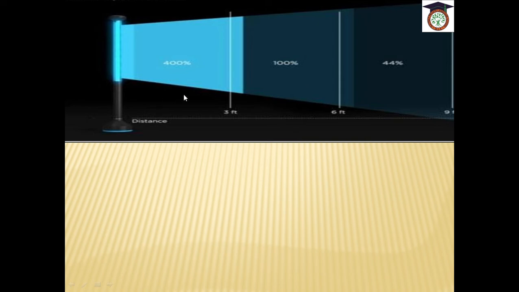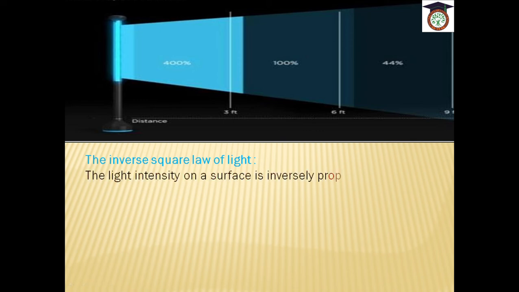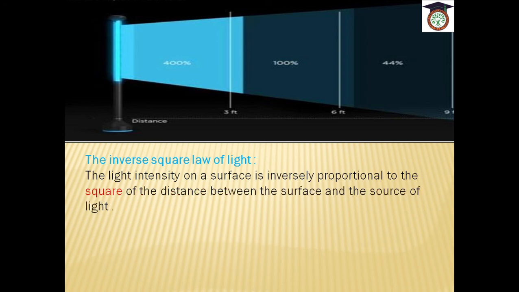So the relation between the distance and the light, can somebody say again? As the distance increases, the light intensity decreases. So the relation is inversely proportional. So we call it the inverse square law of light. Inverse from the word inversely, but square because they found that the light intensity is inversely proportional to the square of distance. So again, light intensity on a surface is inversely proportional to the square of the distance between the surface and the source of light. Here we call it the inverse square law of light.